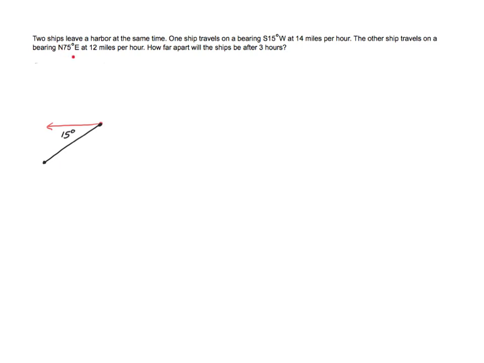Now the other ship, it's going north, but it's 75 degrees off of east. So if we draw in east, so here's east, it's not going in that direction. It's going at a 75-degree angle off of east. So it's really traveling north, but at this angle, where this is 75 degrees.